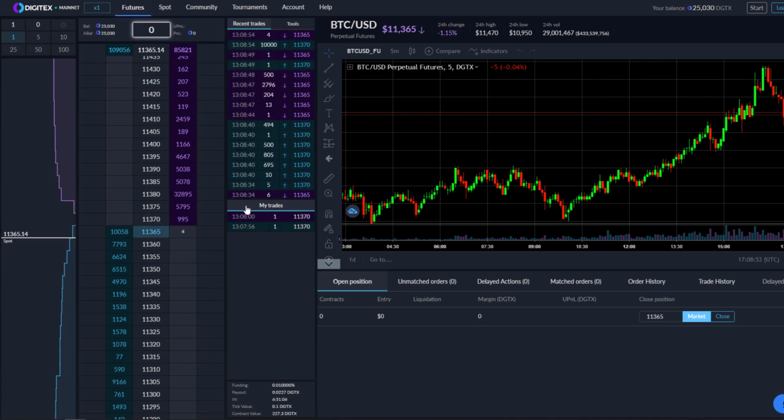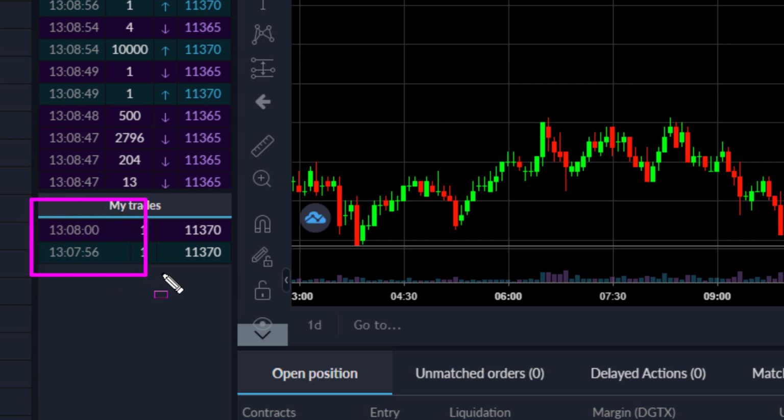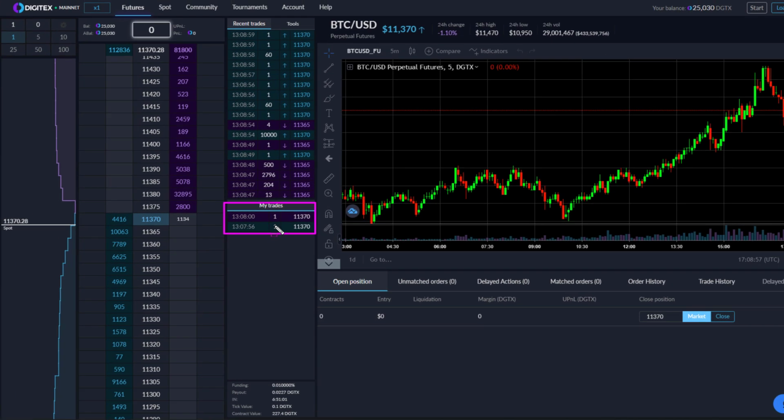And you can see this within the My Trades over here. This is the time and sales, and then My Trades is represented in this area down here. You can see that I got in long at 1307.56 and sold out at 1308 at the same price. Long in, short out, no net gain, but at the same time, no commissions.